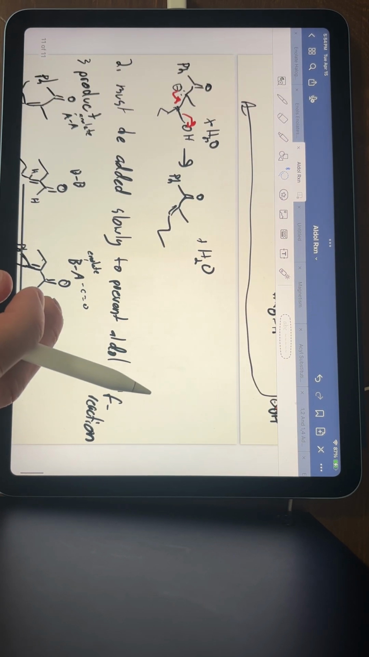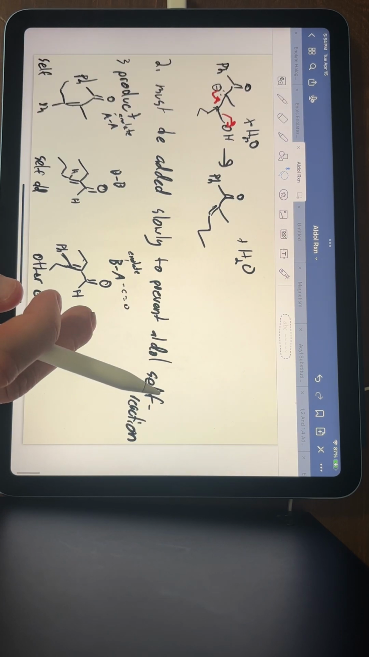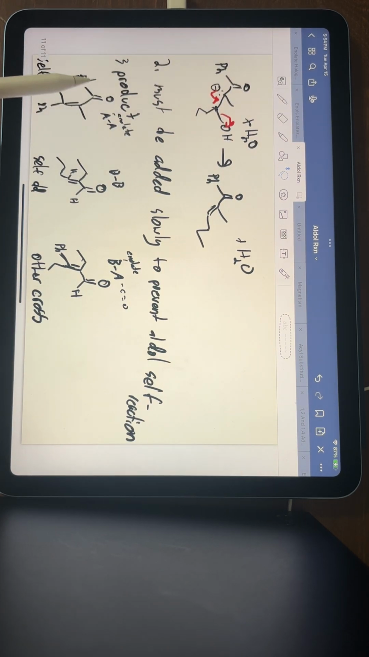And for the third part, these are the 3 remaining products that we have. We have the self reaction with the ketone acting as both the enolate and the electrophile, and they add together.